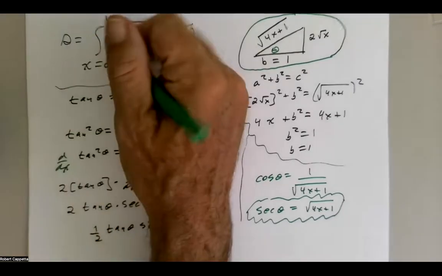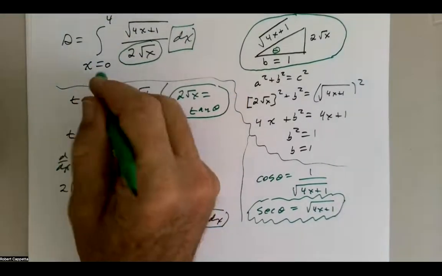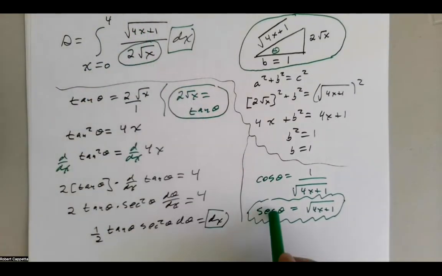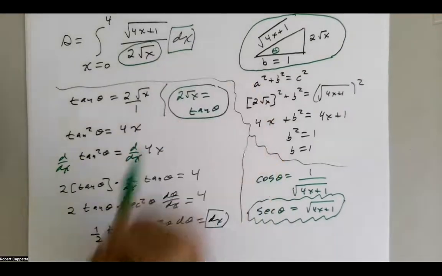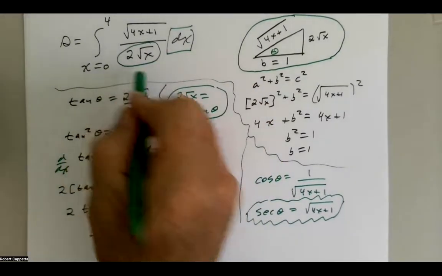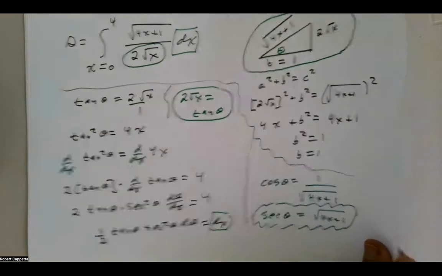So we're going to worry about the endpoints at the end of the problem. I'm not going to worry about it right now. So 0 to 4 will be there eventually, but this root 4x plus 1 will become secant theta. Dx will become 1/2 tan theta secant squared theta d theta, and 2 root x will become tan theta. We'll make all those substitutions and we'll see what we are left with.